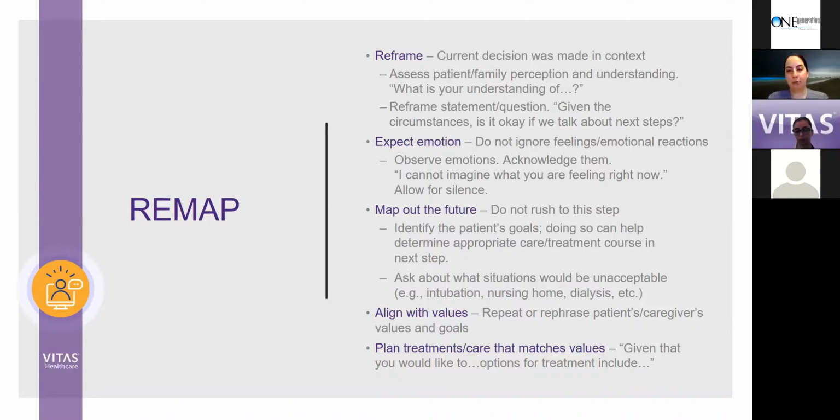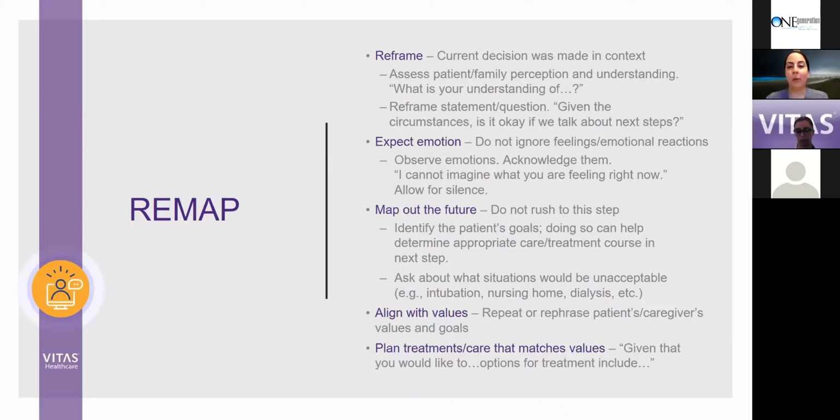M is for mapping out the future. Do not rush this step. Look at what the patient's goals are. Finding out what the patient's goals are can help for the next step. Maybe they say that, even though this is a really aggressive treatment that I'm going to be doing, it's really important for me to go to my daughter's wedding next month. And if this treatment can help me get there, that's why I want to do it. There's going to be specific situations that are really going to help in guiding what those decisions are going to be. And then, of course, finding out what are the unacceptable situations for this patient. Are there any absolute thresholds that under no circumstance they would want to be intubated, under no circumstance they want to be in a nursing home, and so on and so forth.